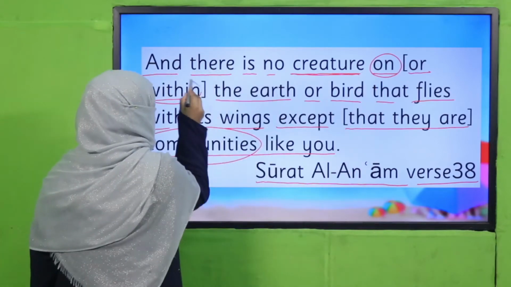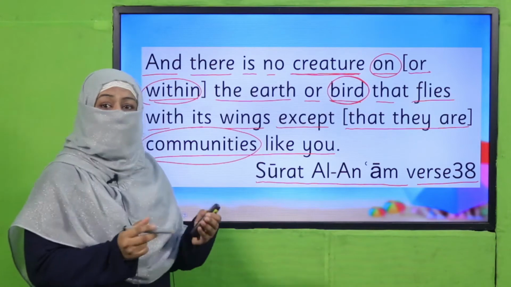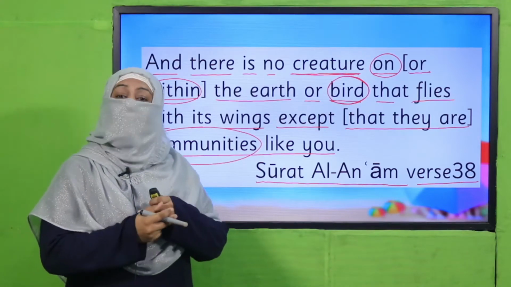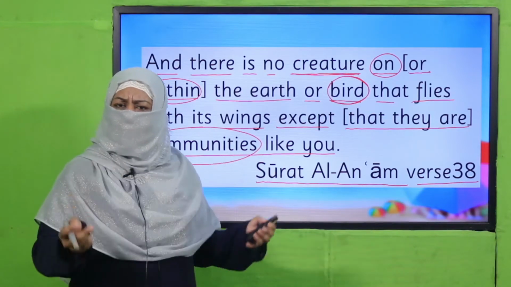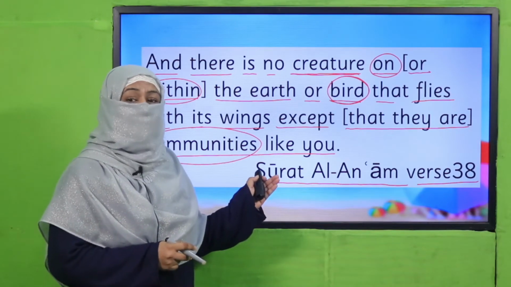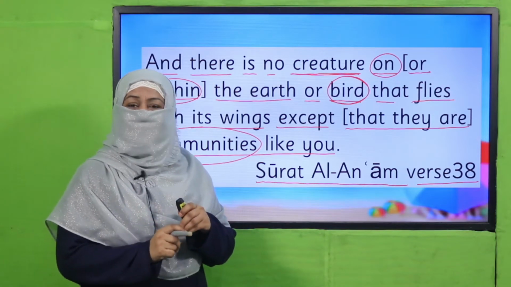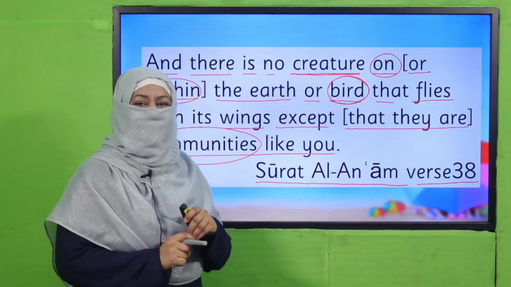So this verse is telling us there are other creatures who are on the earth or within the earth, or birds. Where are birds? They are in the air or in the water. They are animals. So they are spread all over the earth. This is what this beautiful verse is telling us. Do you see, beta? Quran tells us everything. So we should learn Quran. We should understand Quran.